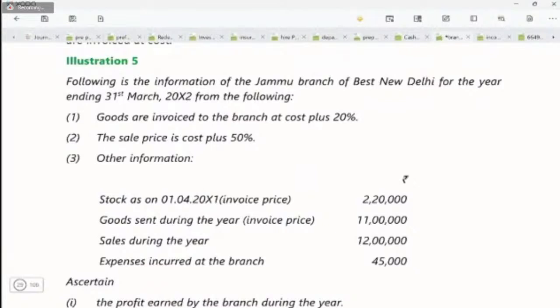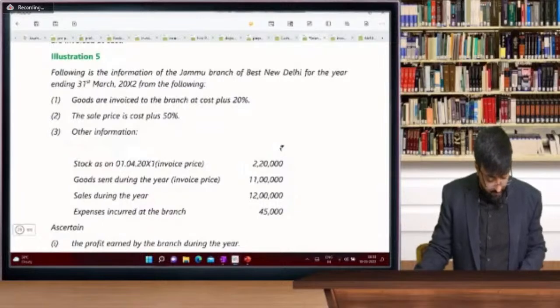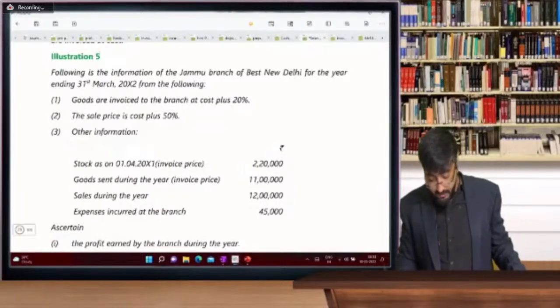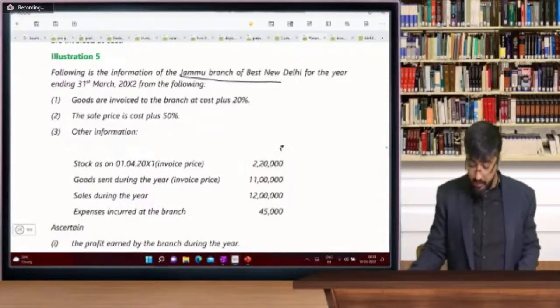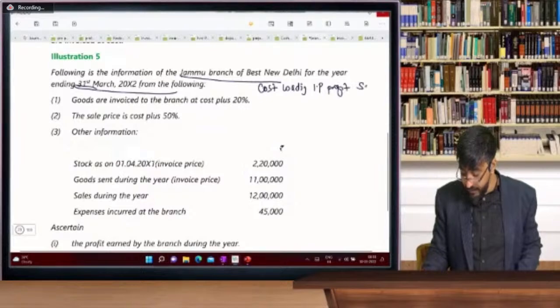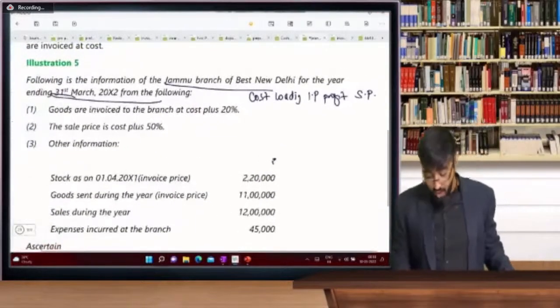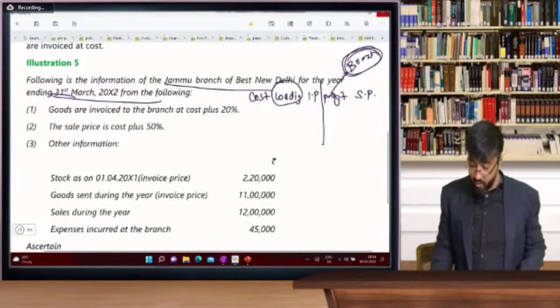Chalo. ILU 5, last illustration. If you have any query, following is the information of Jammu branch of Best New Delhi for the year ending 31st March 2002. Goods are invoiced. So this is a cost, loading, invoice price, profit, and selling price. So write down this equation: cost, this is loading, this is unrealized profit, and this is profit of branch. So divide this equation.